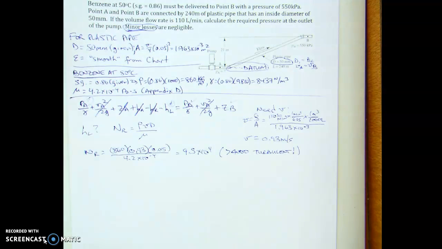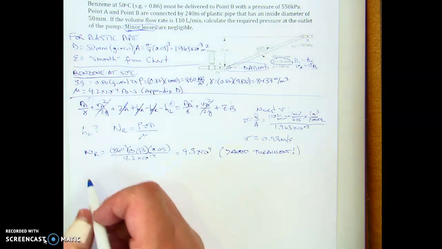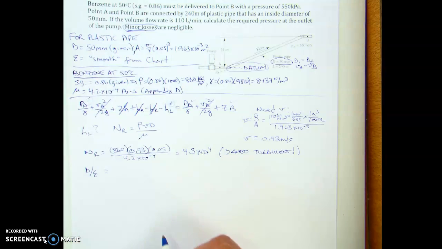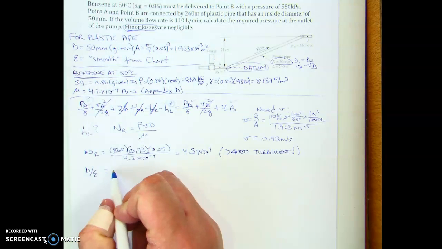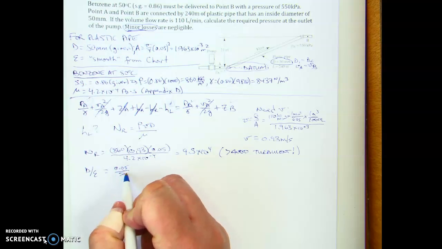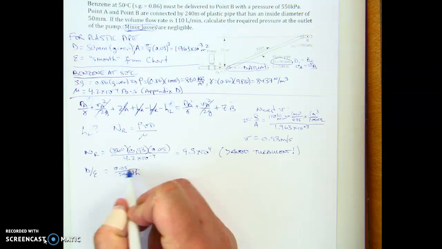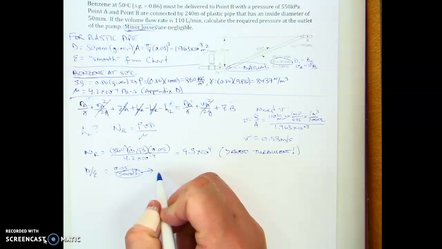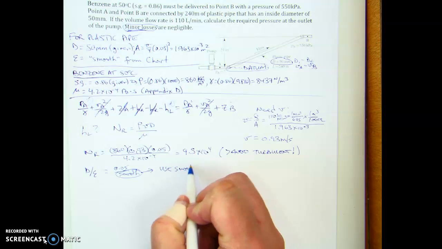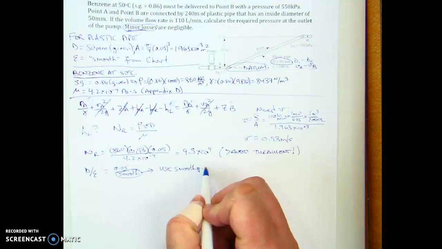Okay, so we know that we've got to use Darcy's equation, the Darcy-Weisbach equation. So now we need D over epsilon to get that. Our D over epsilon is what we said, 0.05 over smooth. Well, what do I do with that? What that means is use the smooth pipes line.